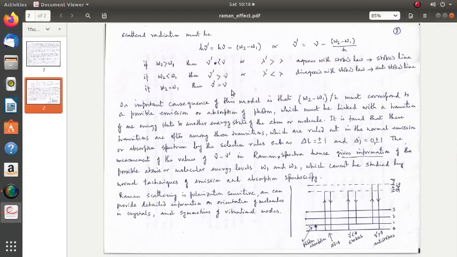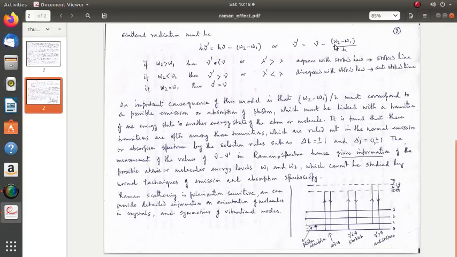But there are two other cases. For example, W2 minus W1 can be negative. Then nu dash is greater than nu. That is, lambda dash is less than lambda. So this defies Stokes law of fluorescence. So that means here we are seeing a phenomenon which is different from fluorescence, and that is the speciality of Raman effect, that we also observe wavelengths which are less than the wavelength of the incident radiation. This disagrees with the Stokes law, and this is called anti-Stokes lines.